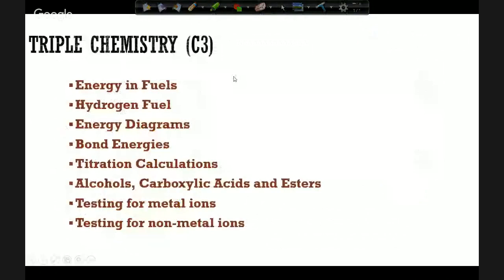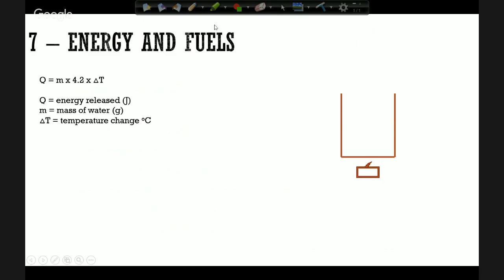First of all, I want to give you a summary of what I want to cover today. We're going to talk about energy and fuels, hydrogen fuel, energy diagrams, and bond energy, so loads of stuff about energy to cover. We're also going to do some titration calculations, have a look at alcohols, carboxylic acids and esters, and right at the end, you've got to keep your energy for the end, because that's when we look at those horrible tests for metal ions and non-metal ions. So first of all then, let's talk about energy and fuels.